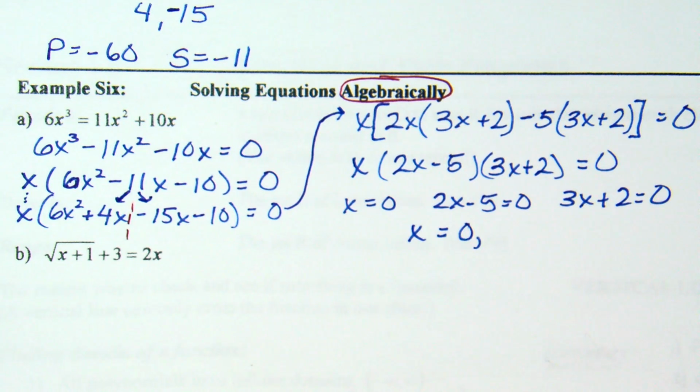So x equals 0 is obviously an answer. If it's 2x minus 5, what'd you do? Add 5 and then divide by 2. So I'm going to write this answer as 5 halves. If it was 3x plus 2, you subtract 2, divide by 3. I have answers of 0, 5 halves, and negative 2/3.